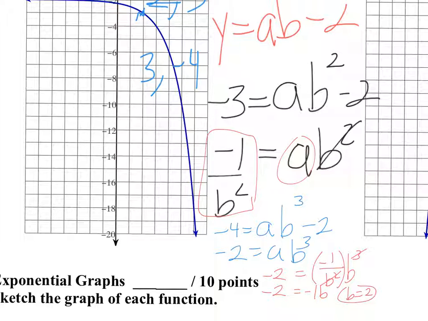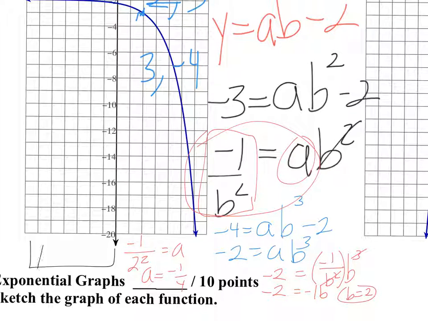Okay, that's pretty cool, so I found that out. I can also use that in this equation, so that I can say that -1 over 2 squared is equal to a, which means that a equals -1/4. That actually pretty quickly solved my equation for me. We'll put that down here. So y is equal to -1/4 times 2 to the x minus 2.